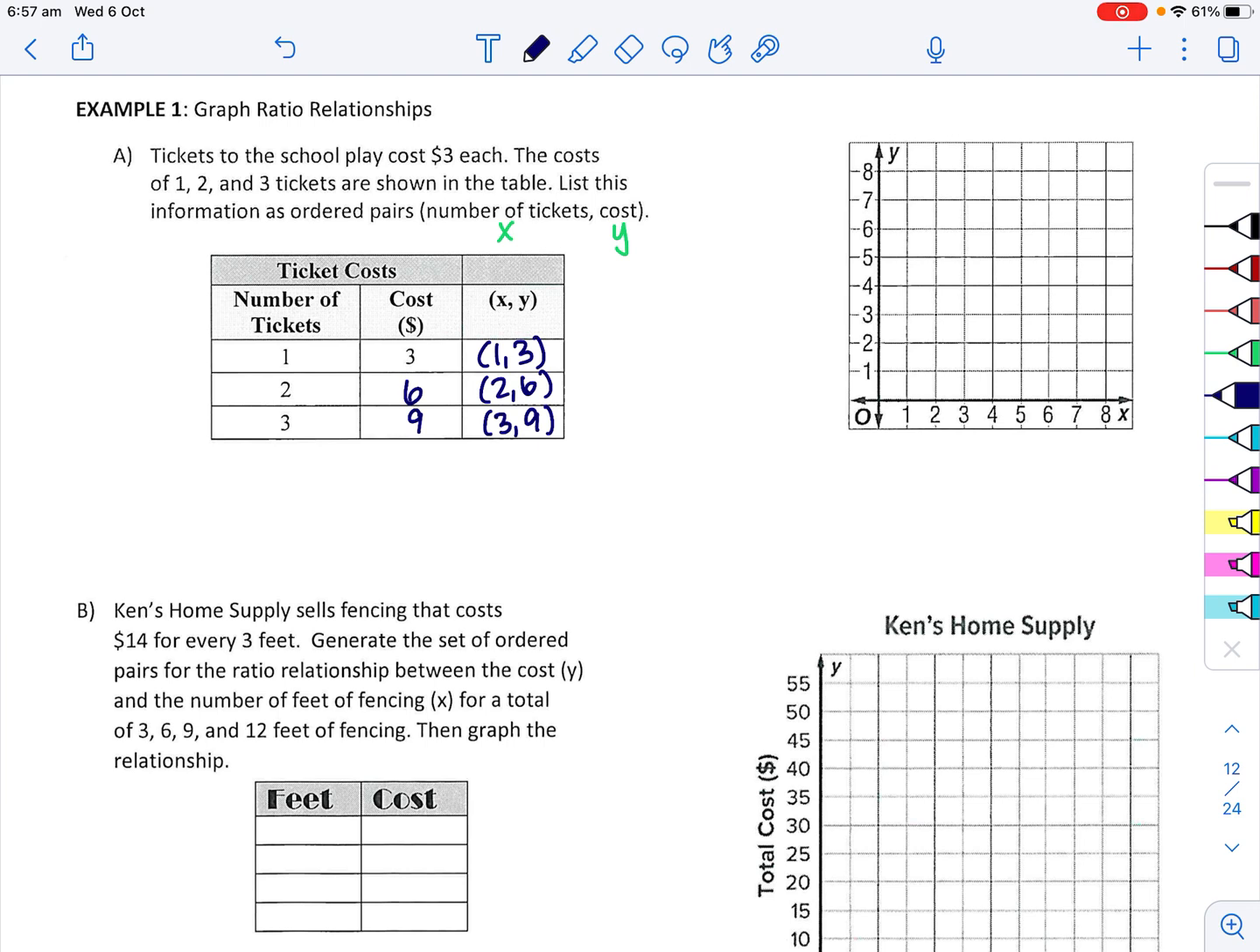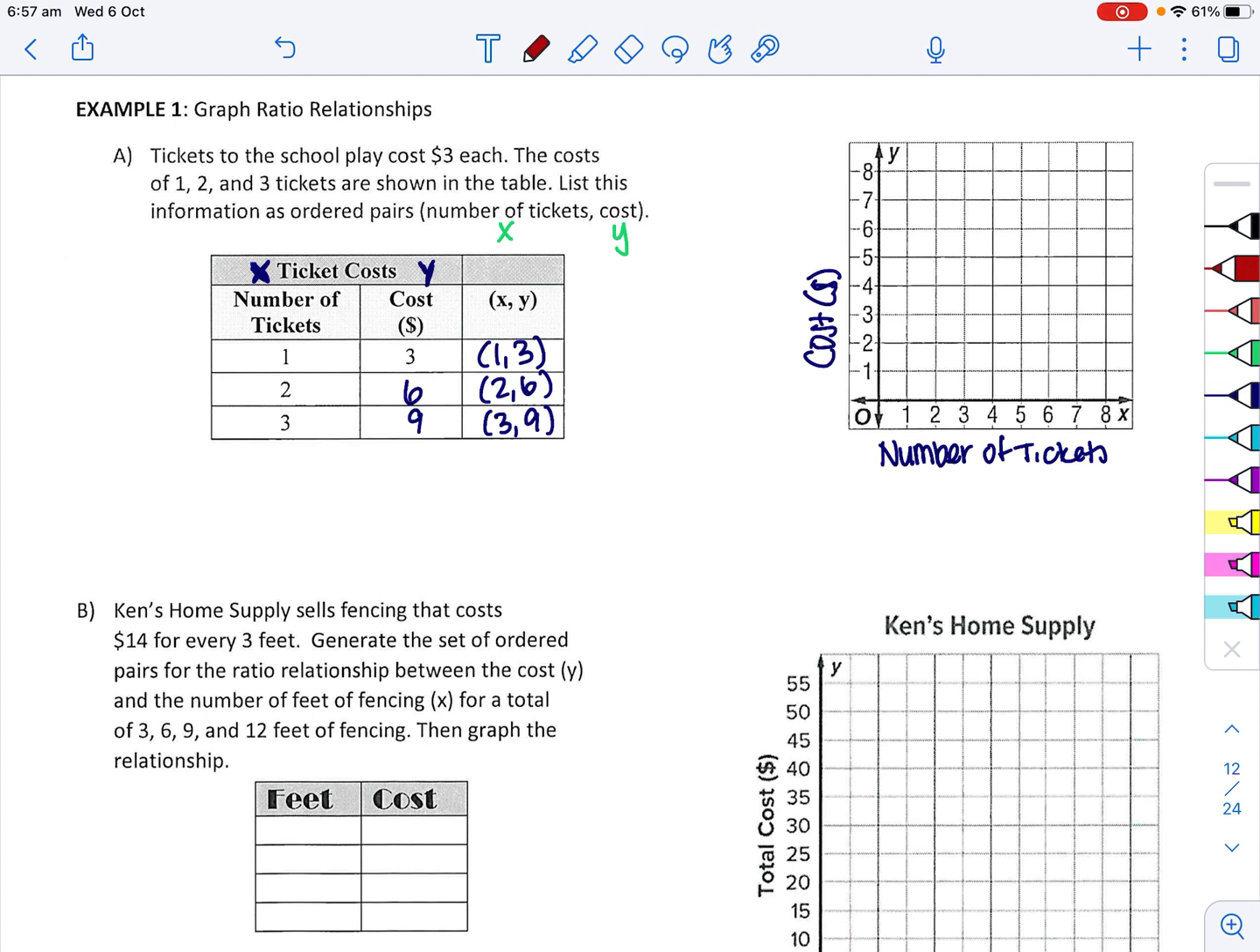Now on this one, you'll notice that the graph is not labeled yet. We are going to label the X with number of tickets and the Y with cost. So I'm going to put number of tickets down here at the bottom. And then I'm going to put cost in dollars on the side.